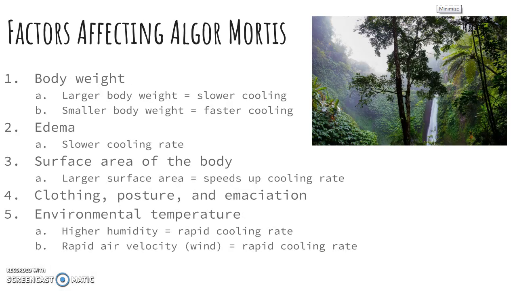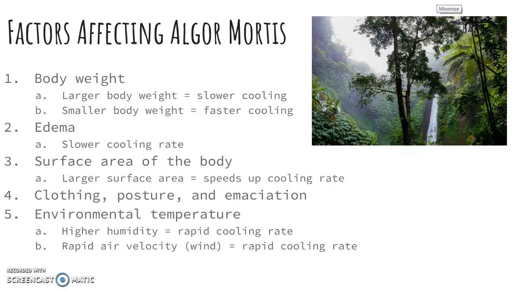So, factors that affect Algor Mortis: factors affecting how quickly the body will cool down after death. Body weight is a main factor. The larger the person is, the slower their body will cool. The smaller the body, the faster they will cool. So if they're very, very skinny, they will cool very quickly. Edema, so how much swelling they have. If they have a lot of swelling, then that will slow their cooling rate.